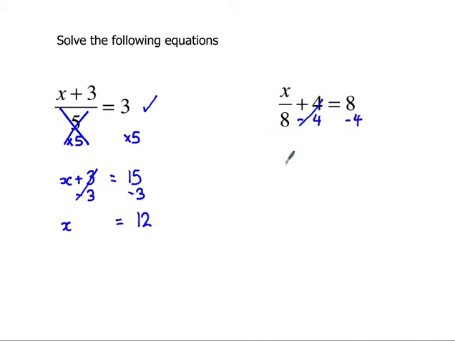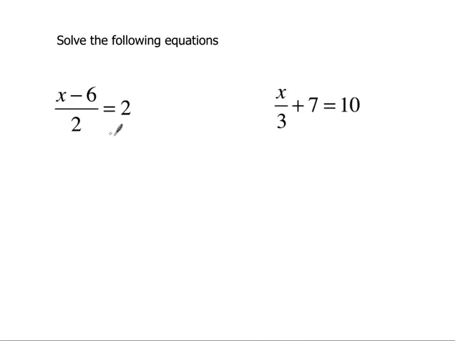So I've not touched this, so I've still got x divided by 8. And 8 take away 4 on the other side is 4. So now I've got something divided by 8 gives me 4. I'm just going to do the opposite of dividing by 8, which is to times both sides by 8. So that causes the divide to disappear, and I get x equals 4 times 8, which is 32.